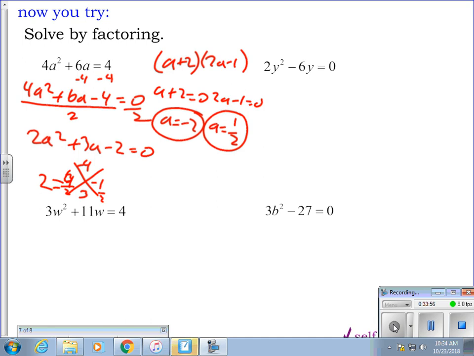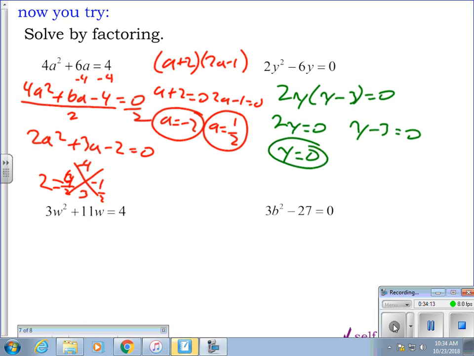Second one, I can divide everything, but it is a common factor anyway, so I'll call out the common factor of 2y. So I get 2y times y minus 3 is equal to 0. 2y equals 0. Y minus 3 is equal to 0. Y equals 0. Y equals 3. Those are my two possibilities.